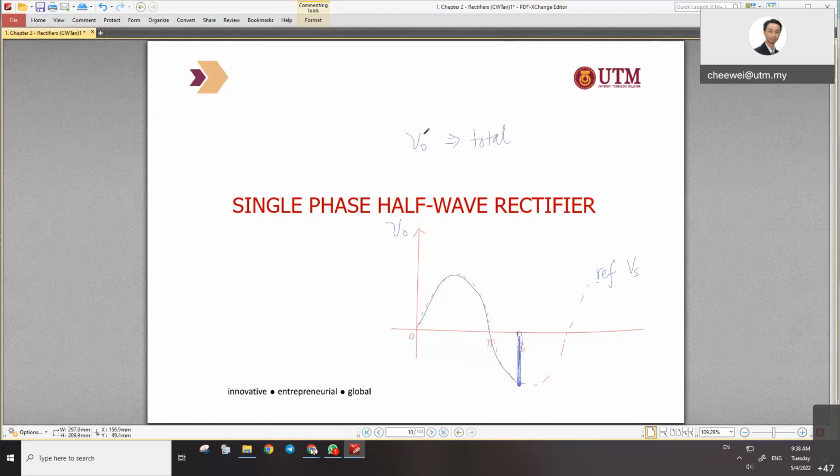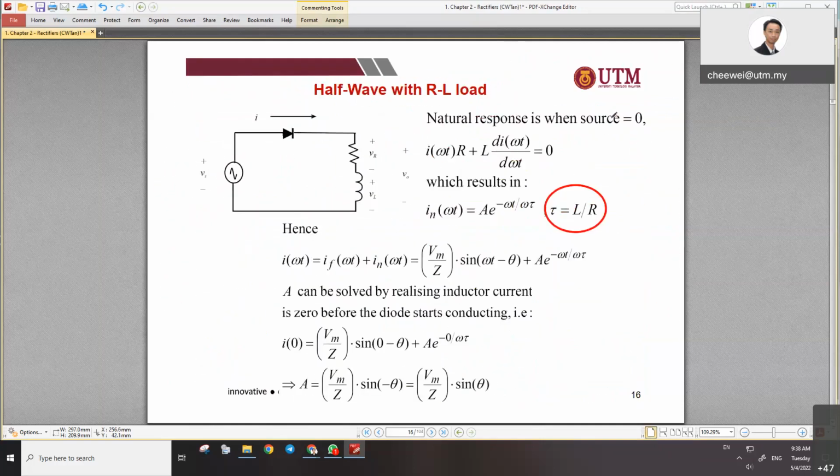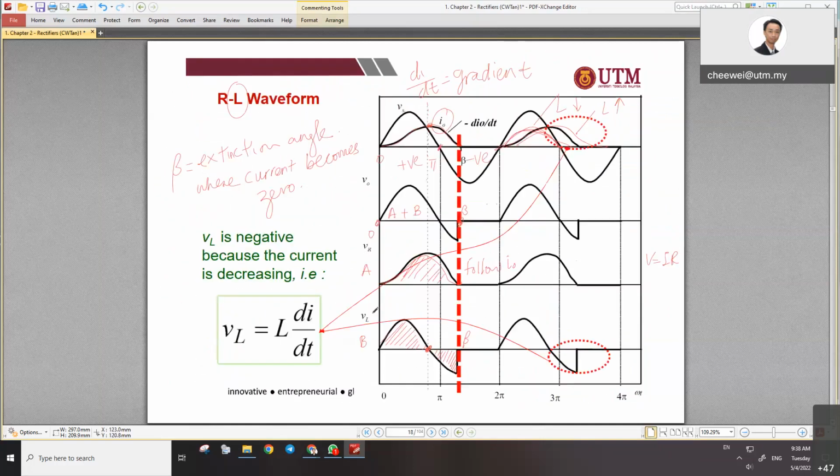Sometimes we need to know them separately, because the output actually consists of two parts, VR and VL. If we want to know the performance of VL and VR individually, we have to come back here. We should be able to draw them as well. How do we know VL? To draw VL, you need this formula, the voltage drop of the inductor: VL equals L di/dt, and di/dt is the gradient of the current.